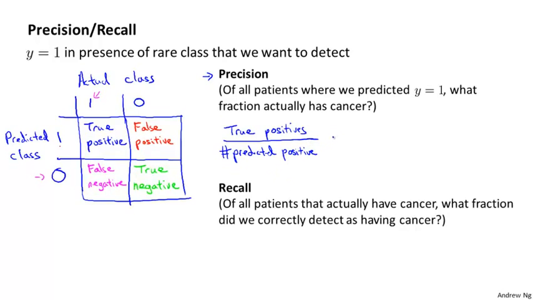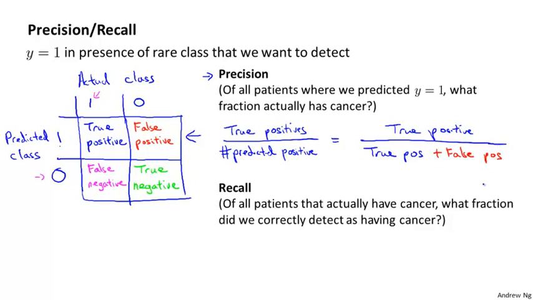So that's called precision. Another way to write this would be true positives, and then in the denominator is the number of predicted positives, which will be the sum of the entries in this first row of the table. So it'd be true positives divided by true positives, I'm going to abbreviate positive as POS, plus false positives. So that's called precision, and as you can tell, high precision would be good.